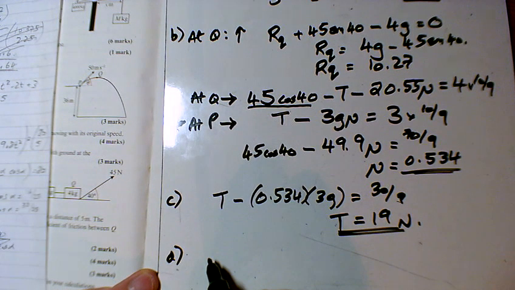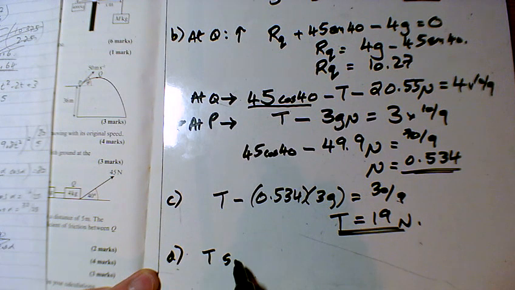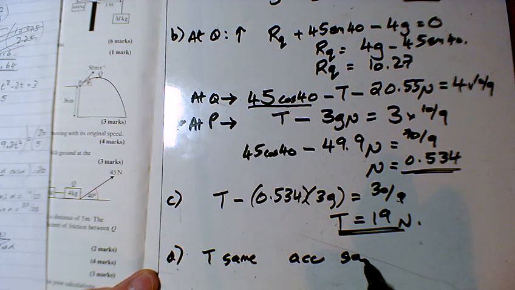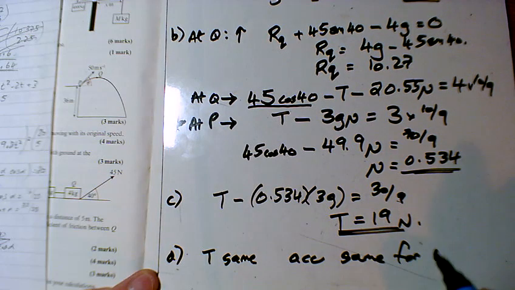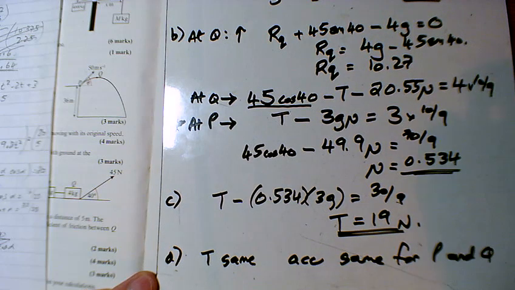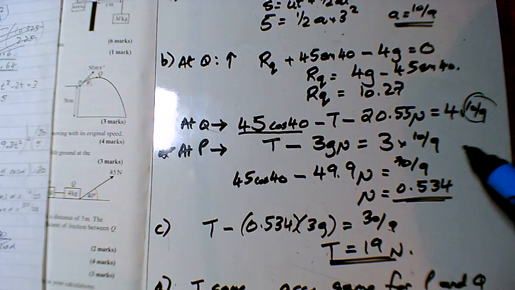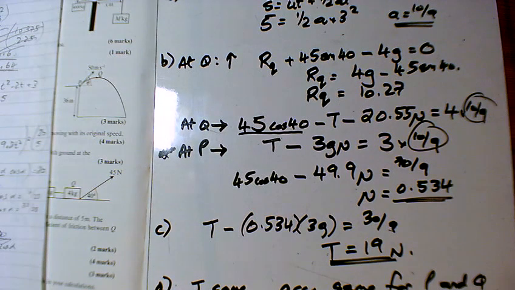Part D says, how did you use the inextensible thing in the calculations? So if it's inextensible, the t's are the same, but more importantly, acceleration same for P and Q. That we use the acceleration there and there to be the same. We could only do that because it was a light inextensible string.